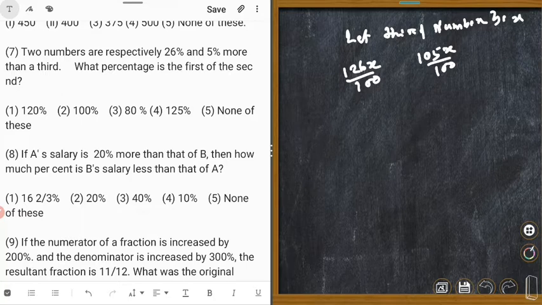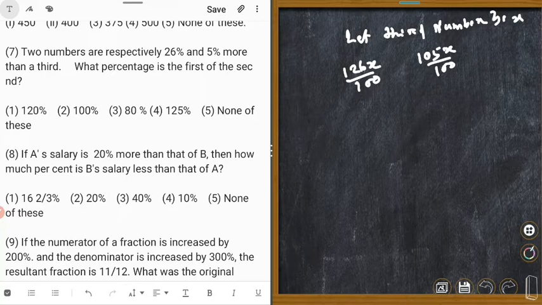It says the first number is 26 and 5% more than a third number. What percent is the first of the second number?